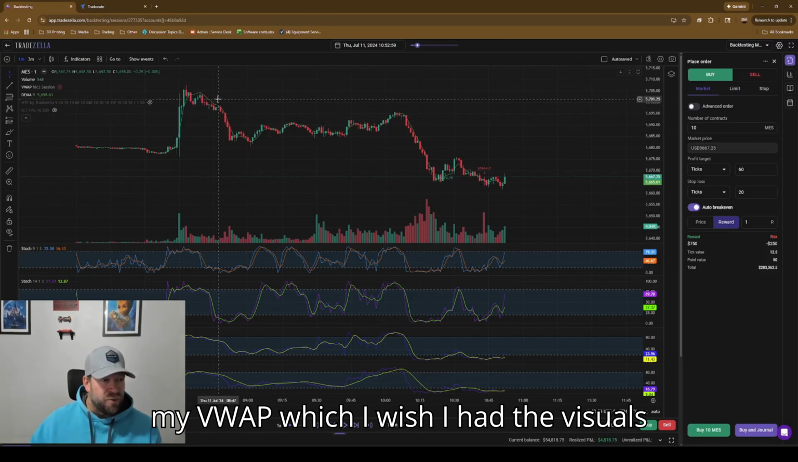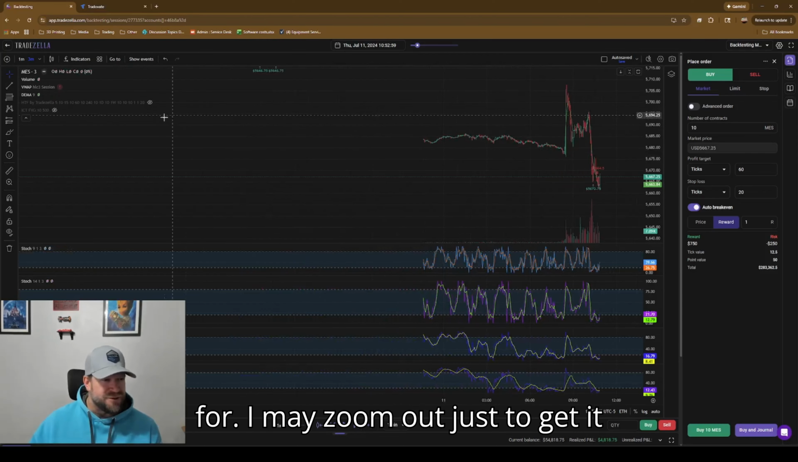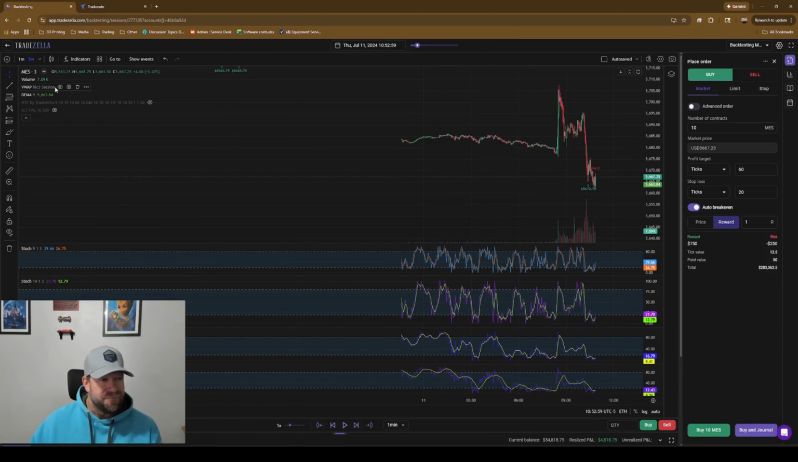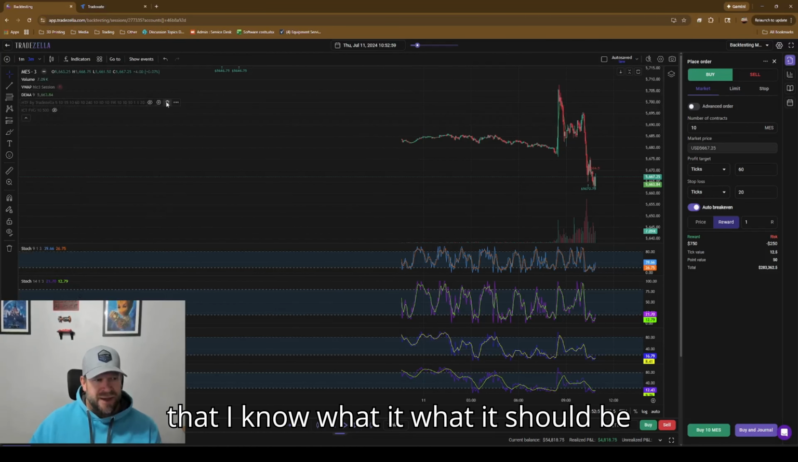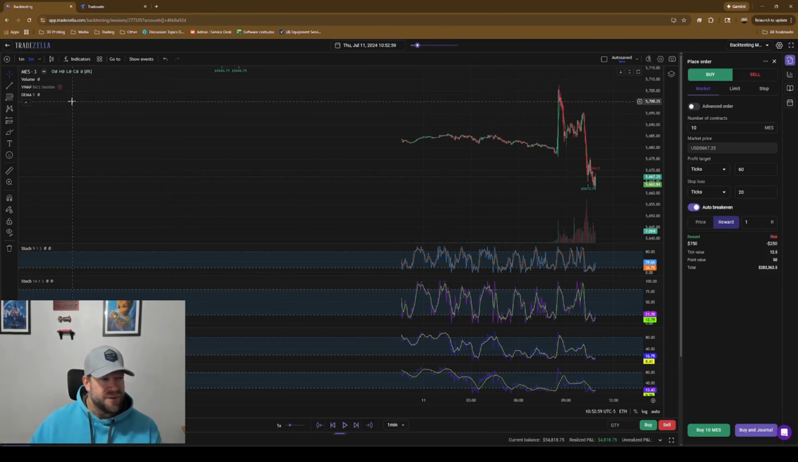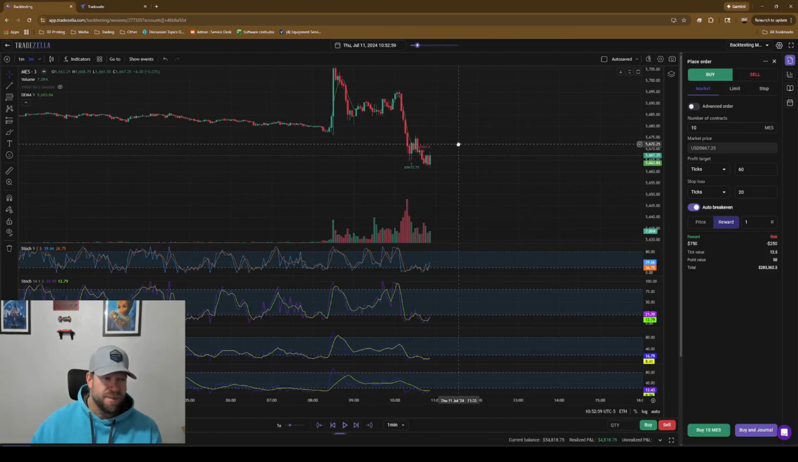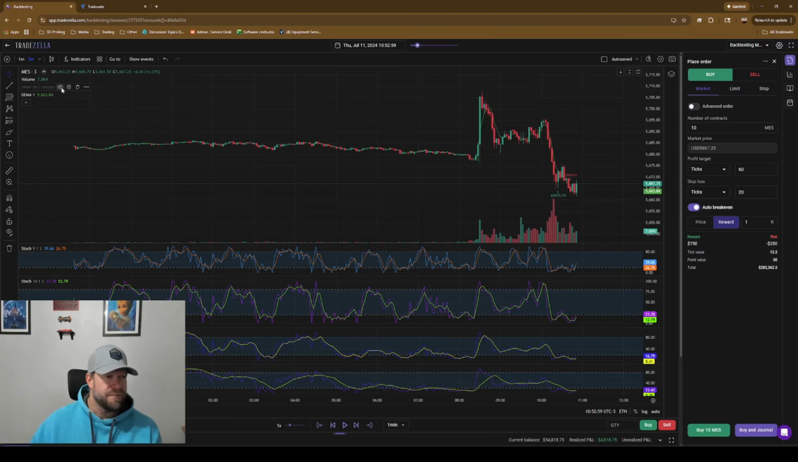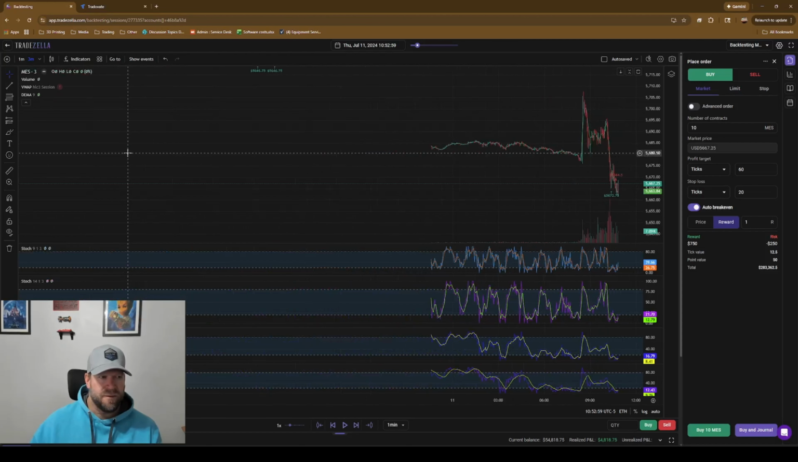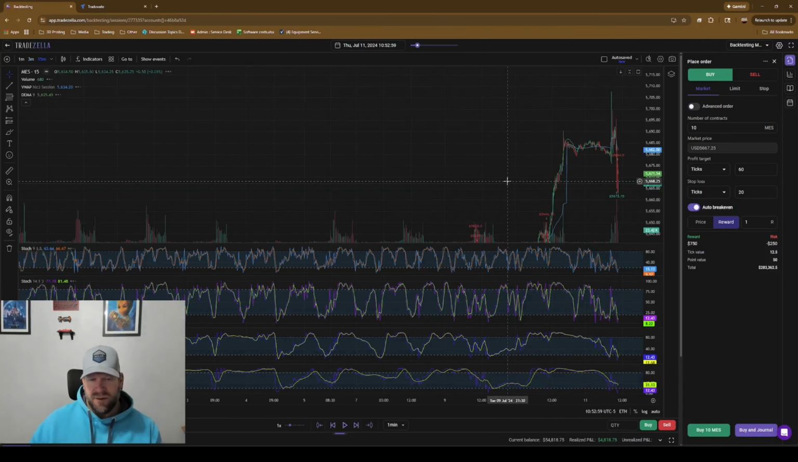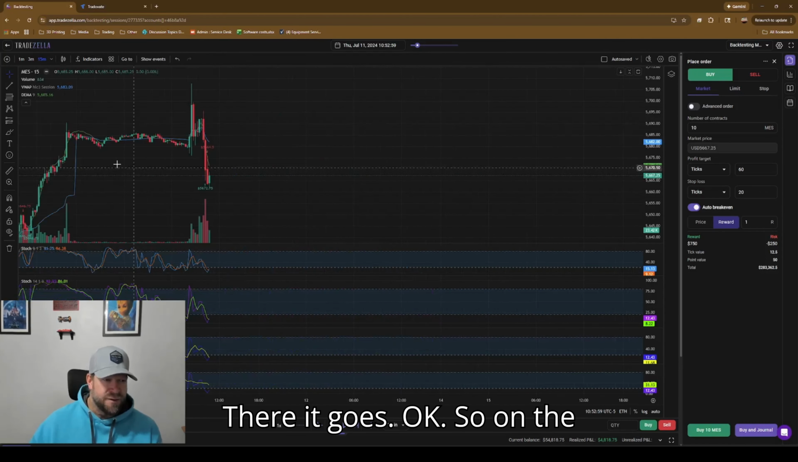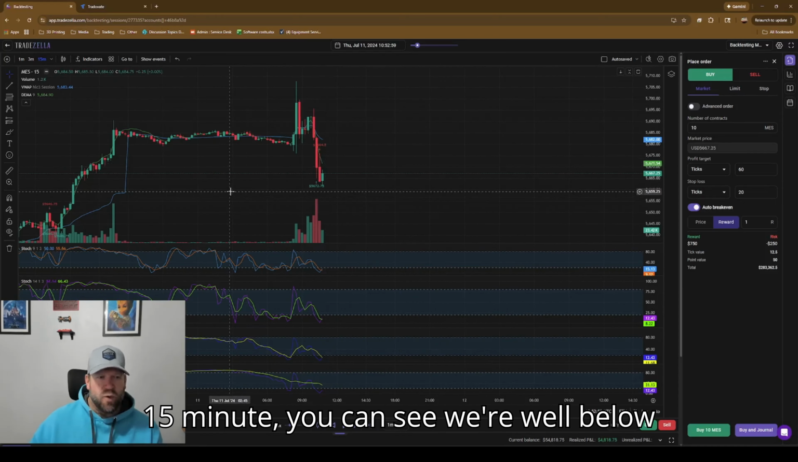I am missing my VWAP, which I wish I had the visuals for. I may zoom out just to get it back a little bit. I want to know where that VWAP is so that I know what it should be looking to magnetize to. Getting rid of some of these others here. Let's zoom out to the 15 minute as well. I'm hoping that'll pull in the VWAP. There it goes.